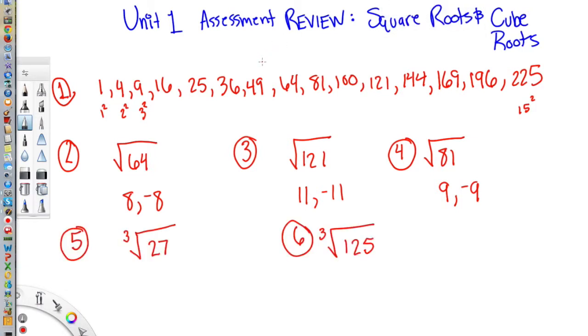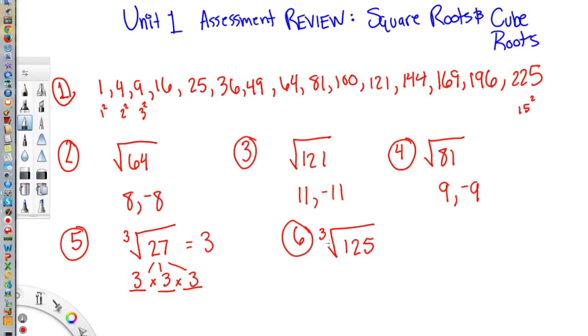Next, 5 and 6, it says identify the cube root of each number. So we have the cube root of 27. It's simply asking what identical factors multiplied together would give us 27. And the answer is 3 times 3 times 3. So the answer is just 3. But I'm showing you the work down here. 3 times 3 is 9, and 9 times 3 is 27. So the answer is just 3.